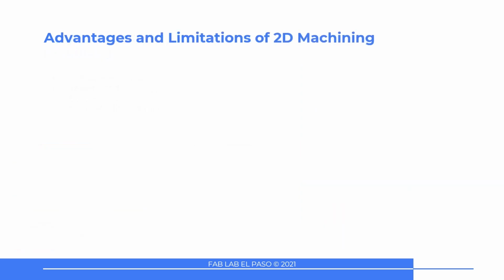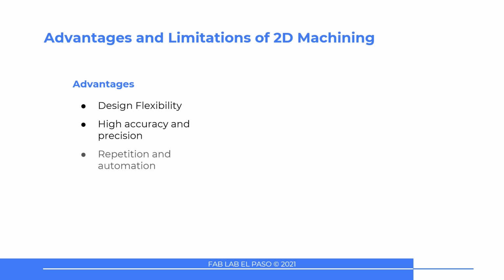In addition to the many uses of 2D machining, it is also important to note the advantages and limitations of fabricating with these methods. 2D machining provides high flexibility of design, allowing for incredibly intricate features. This form of manufacturing produces highly accurate and precise designs, which can be reproduced continuously with the same level of quality. 2D machining also offers a wide variety of available materials, like wood, metals, plastics, and composites.